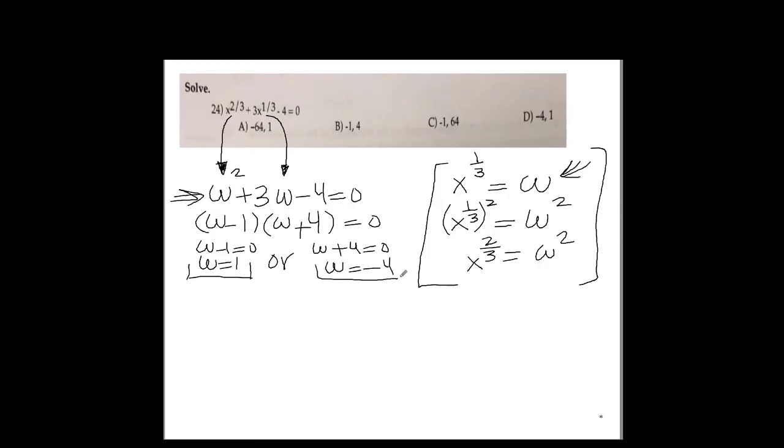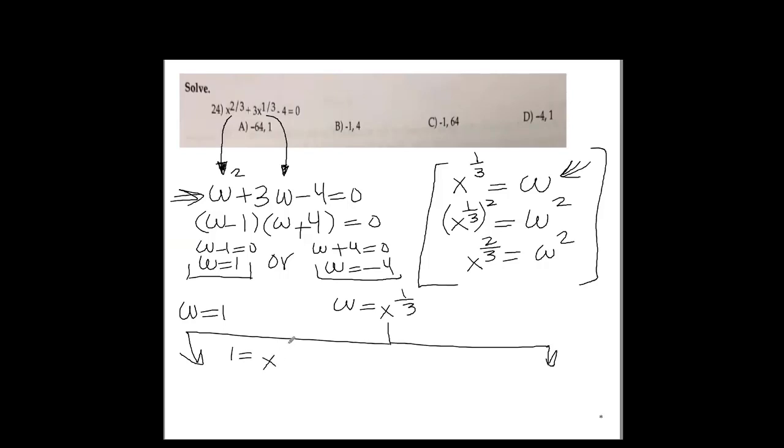So I have to go back to my original assumption, which was w is equal to x to the power of 1/3, and then solve for x using these two cases that I have. If w is equal to 1, then 1 is equal to x to the power 1/3, and then solve for x. If w is equal to -4, then -4 is equal to x to the power of 1/3.